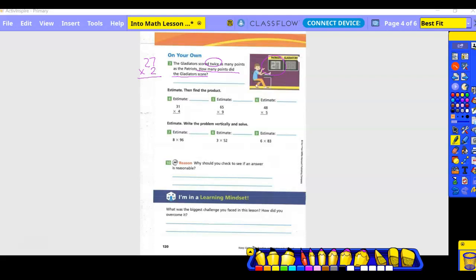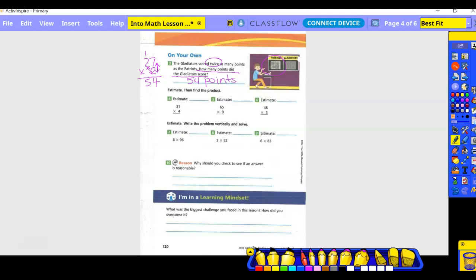2 times 7 is 14. Carry the 1. 2 times 2 is 4 plus 1 is 5. Okay, so I went here to here, right, guys? And then I went here to here because I did my 1s, and then I did my 10s, and I add whatever I regrouped. Okay, so we multiply, then we add if we need to. So 54 points.